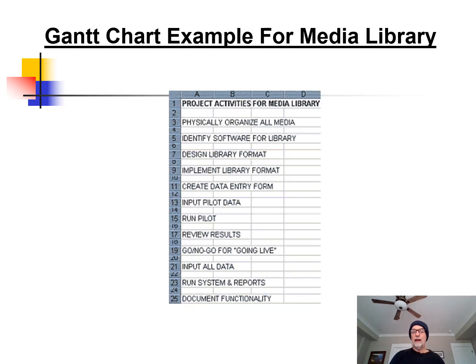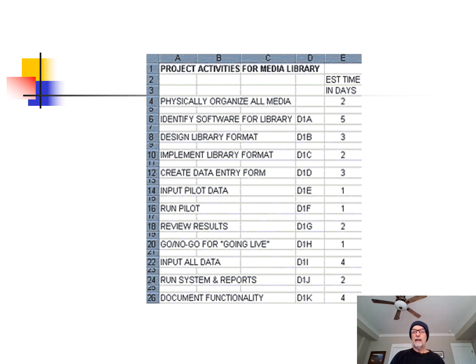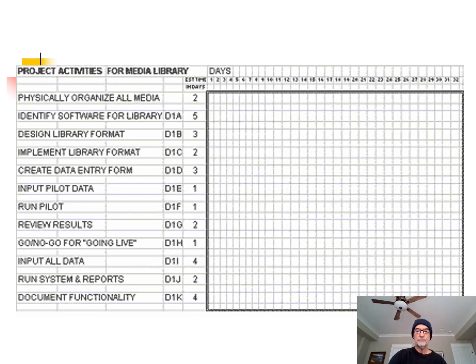So here's an example of how you can use a Gantt chart in Excel for a media library. You can list all of your tasks. Then you can put in your relationships, so the D1A, D1B talks about the predecessor task. And then you put in how long each task is going to take. And then you have a grid that you created in Excel again, so the columns show all the different days that you're going to be incurring.